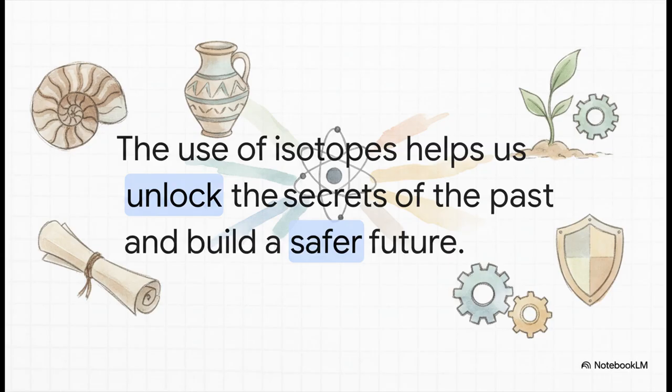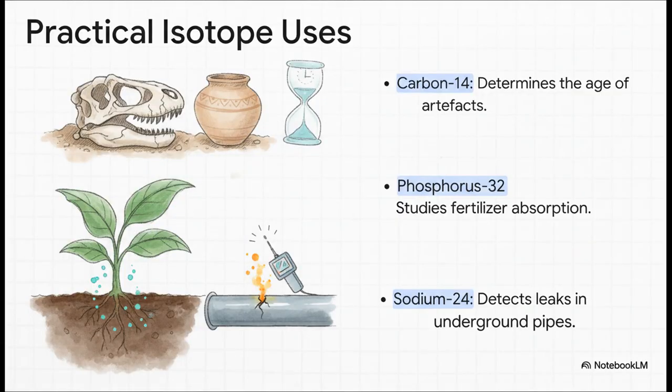And the applications don't stop there, not by a long shot. This knowledge helps us unlock secrets from the distant past and even helps us build a safer future. Ever wonder how scientists know how old a dinosaur bone is? That's carbon-14 at work, acting like a perfect natural clock. Want to figure out how to grow more food for a hungry world? Phosphorus-32 helps us design better fertilizers. And how about keeping our cities safe? An isotope like sodium-24 can find a tiny, dangerous leak in a pipe that's buried deep underground.